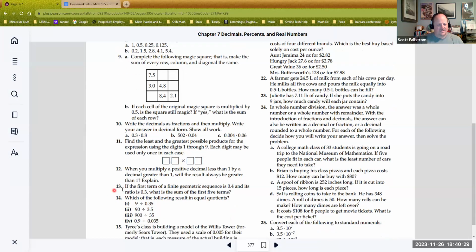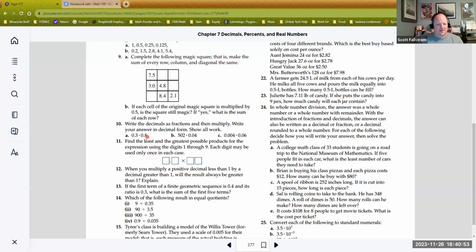I did skip 13. Write the following as fractions and multiply. Okay, so same thing that we did up there with addition. You're just doing multiplication now. And then find the least and greatest possible products for the expression using the digits 1 through 9. So you can put digits in any way you want. Notice the first number is a blank point blank. Each digit may be used only once in each case.